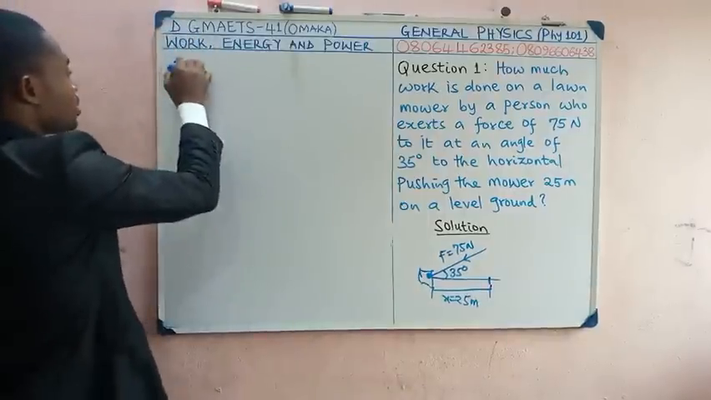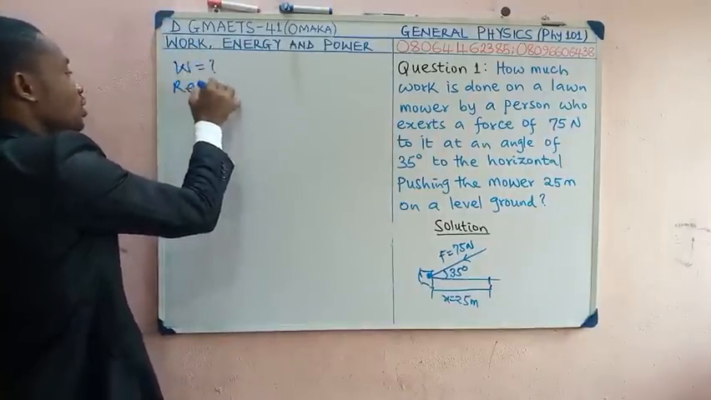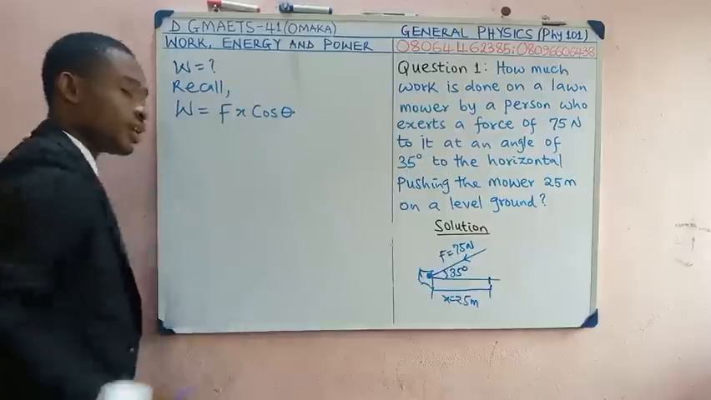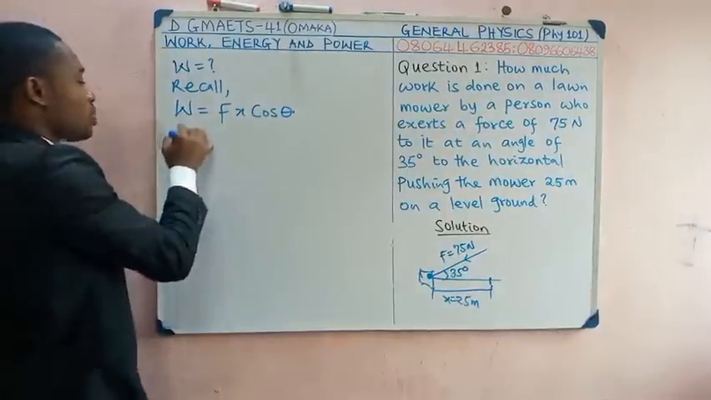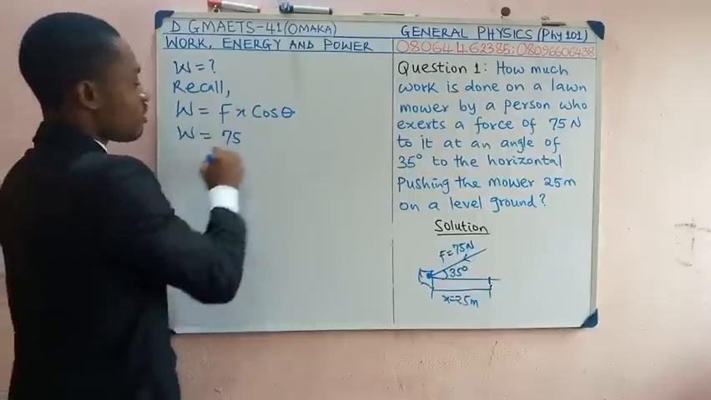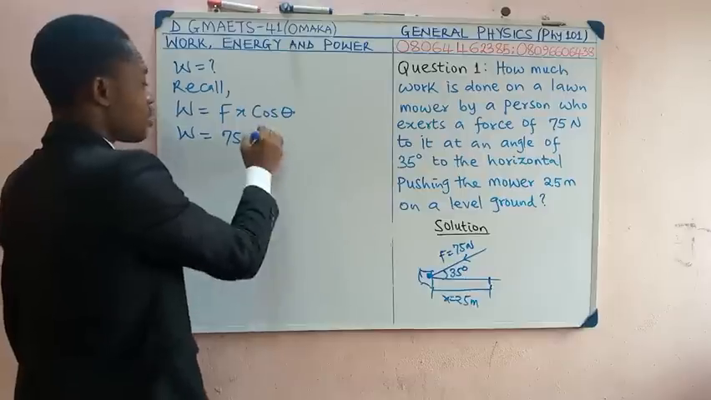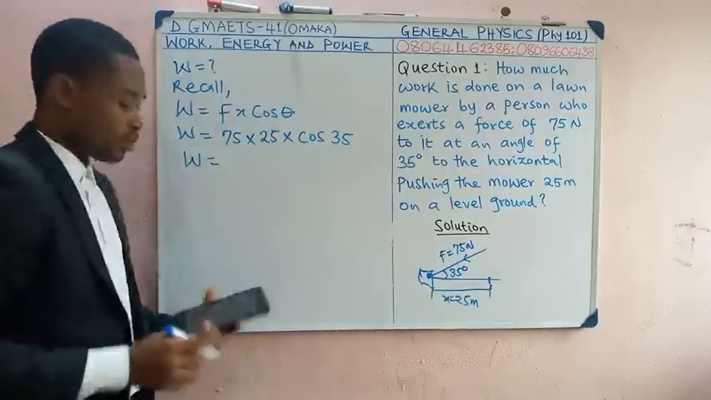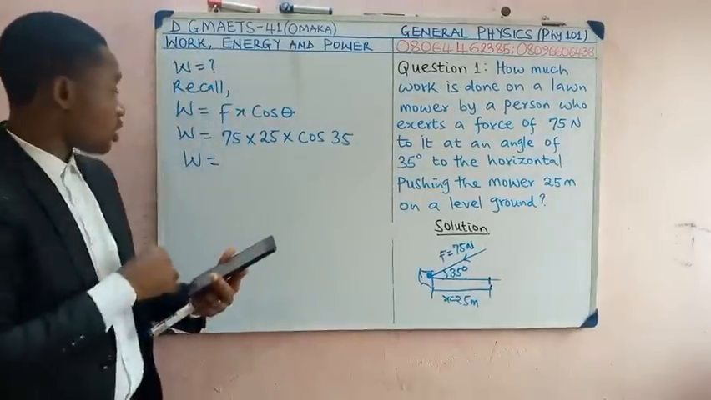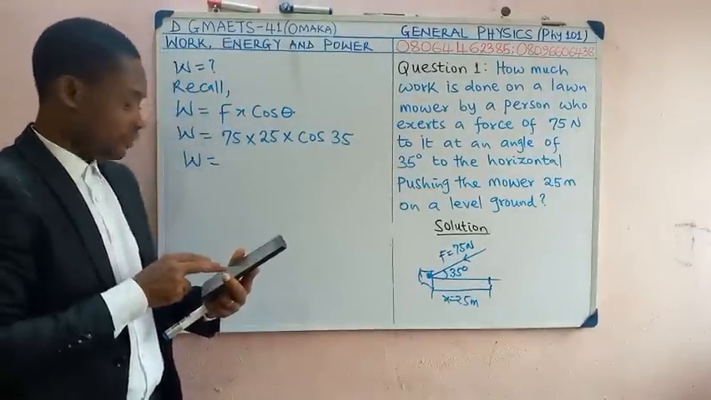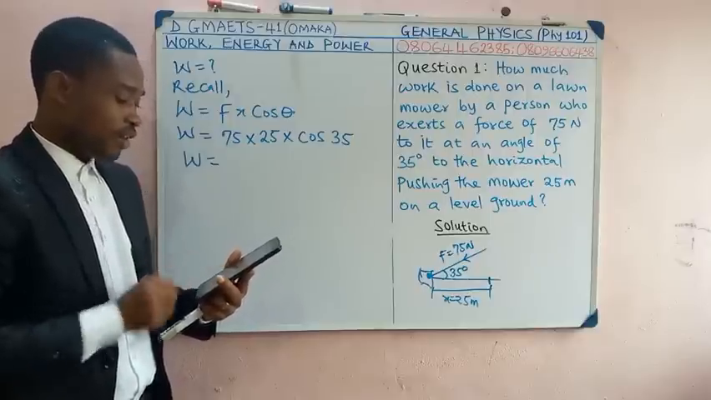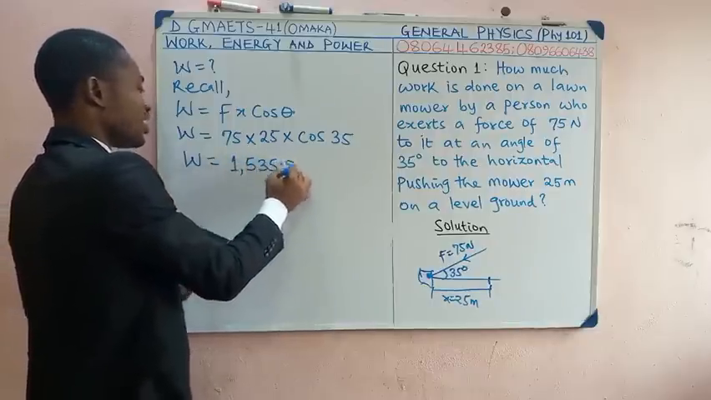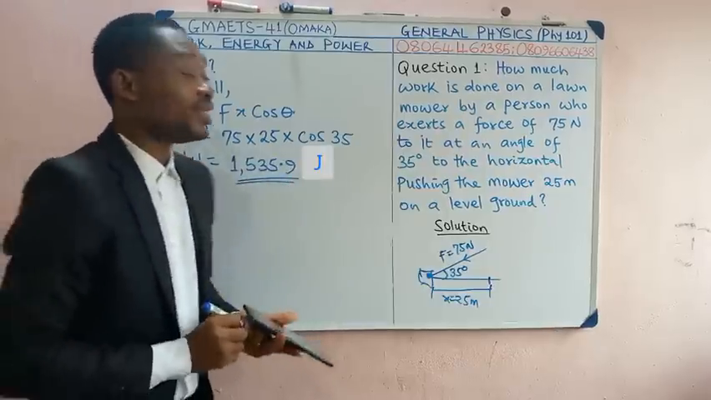So, based on this, the work we don't know. We need to recall, in a case like this, work can be evaluated using Fx cos theta. Is that not so? Fx cos theta. So simply, our work is equal to 75, which is force, times the distance of the displacement, 25, times cos 35. We can reach out for a calculator and see what this is going to give to us. So we have 75 times 25, multiplied by cos 35. So this is 1,535.9 work. So this is the work that is done on the lawn mower.